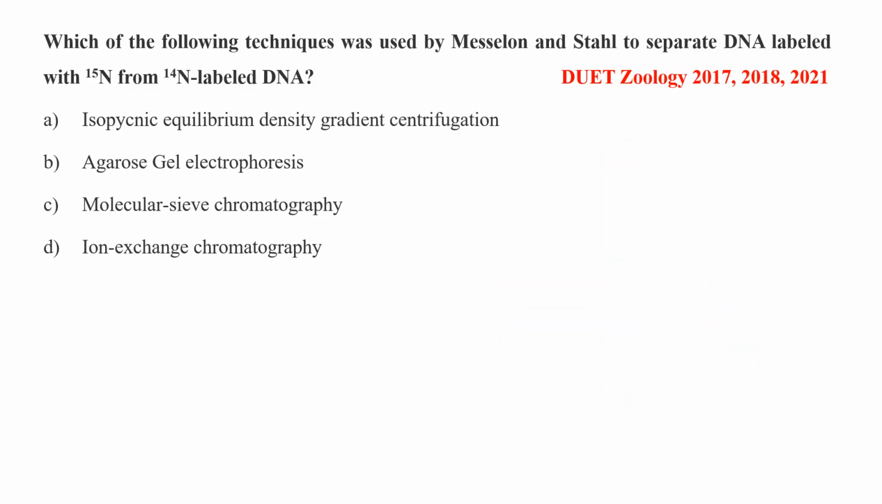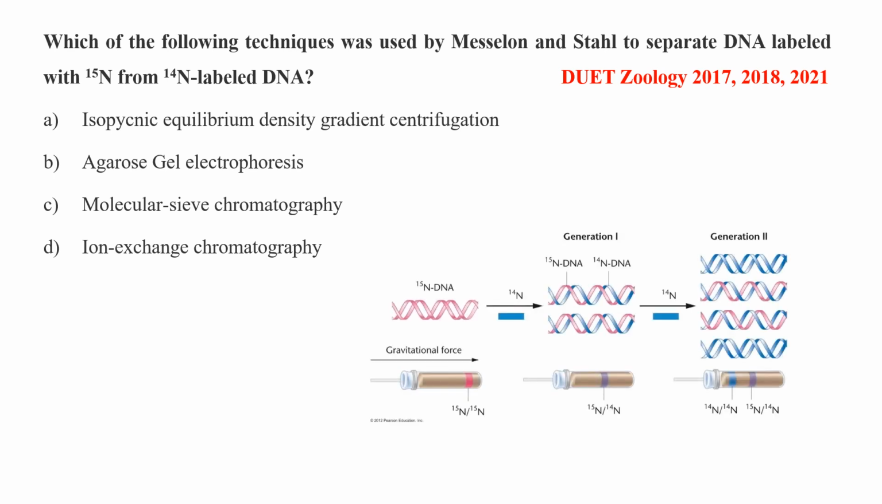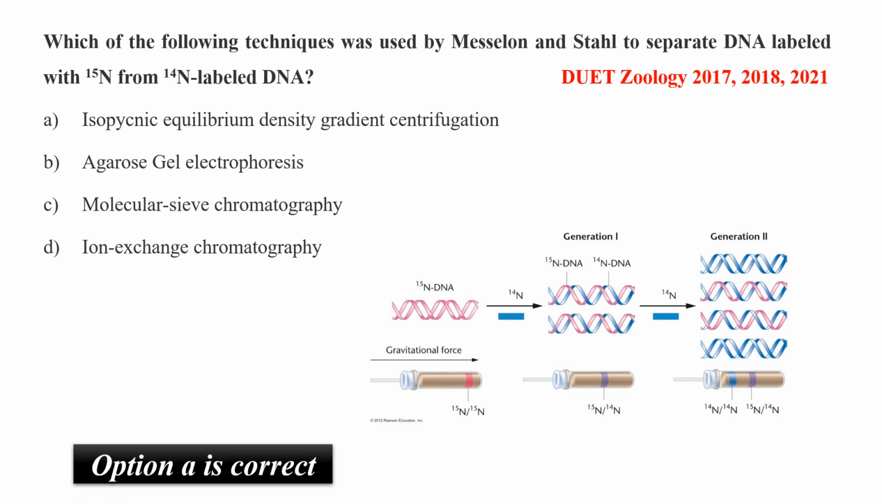Which of the following techniques was used by Meselson and Stahl to separate DNA labeled with N15 from N14 labeled DNA? Isopycnic equilibrium density gradient centrifugation, agarose gel electrophoresis, molecular sieve chromatography, or ion exchange chromatography. In their classical experiment, Meselson and Stahl used two types of media, N14 and N15 rich media, to culture E. coli. And when they tried to separate the heavy and lighter forms of DNA, they used the isopycnic density gradient centrifugation method. So hence option A would be the correct answer in this case.